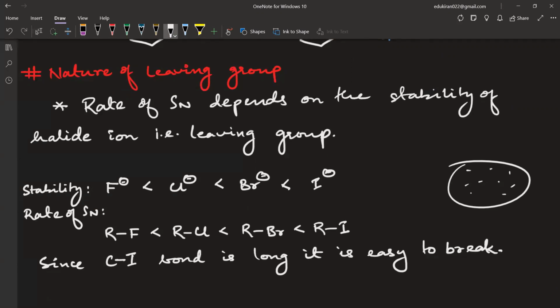Okay, so there are two things. First thing is that I negative is more stable, that is it can easily break, and also the C-I bond is what? It is long, that is why it is easy to break. This is the leaving group. So if you have the substrate, it is same. If the R is same, if the alkyl group is same, then you will compare what? You will compare the leaving groups. You will compare the halogen atoms. Write this down, then we'll do some questions and then be done with this class.